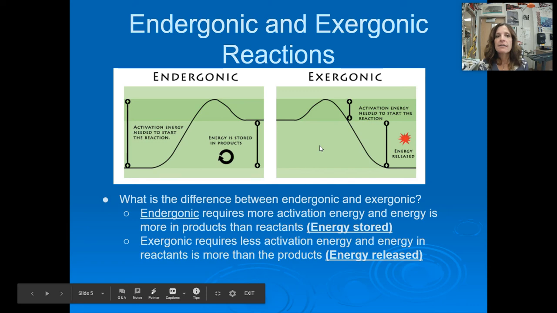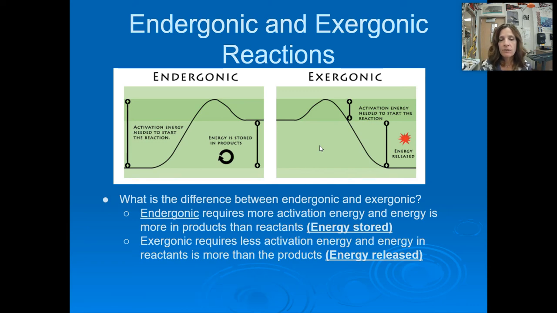So another thing with enzymes are the types of reactions. So there are endergonic and exergonic reactions. So if you look at endergonic, here is the beginning of your reaction, right? And we'll talk about activation energy, but this endergonic reaction needs a lot of energy to get it going. And then the products have more energy than the reactants. So energy is stored in the products.